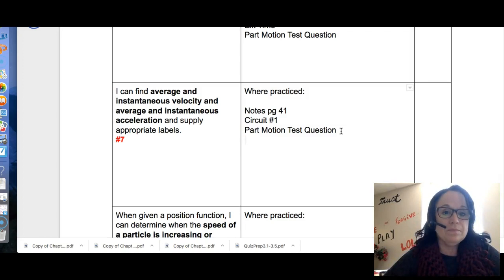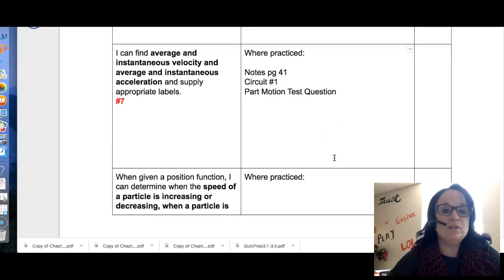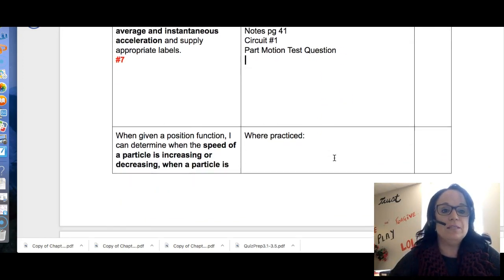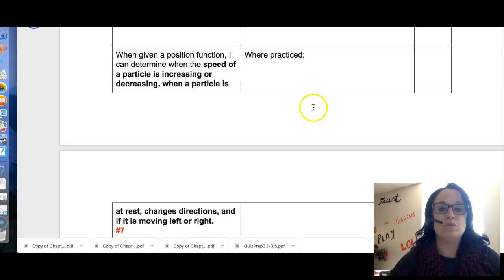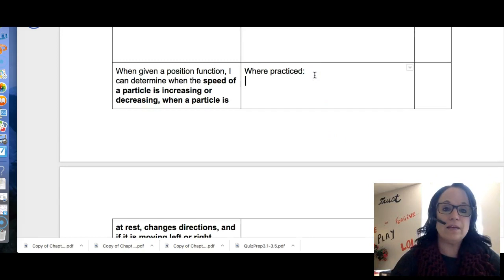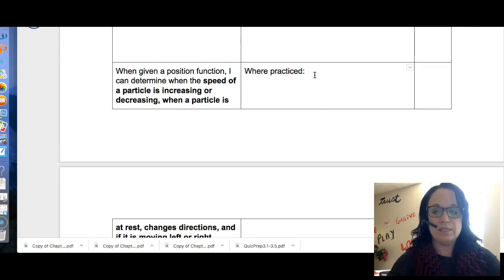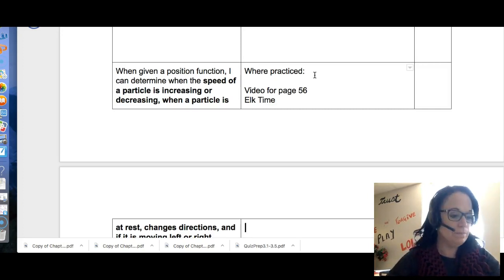Next one. When given a position function, can you determine if the speed is increasing or decreasing when a particle's at rest, changing direction, going left, going right, all that good stuff? The best place to go for this, again, is that video for page 56. That's in Schoology. I also did that one in Elk Time, so if you went to Elk Time, you can go put that one in.